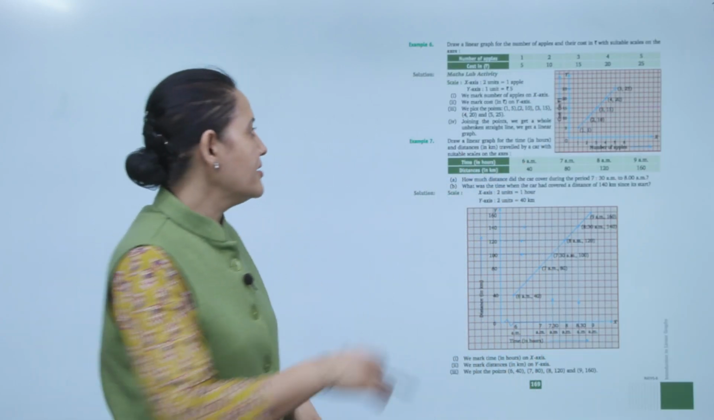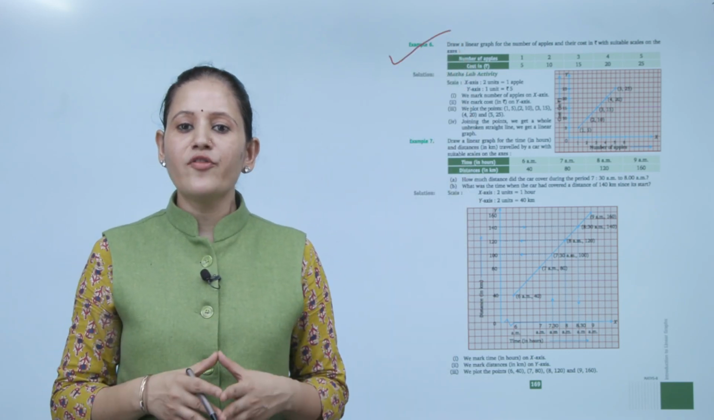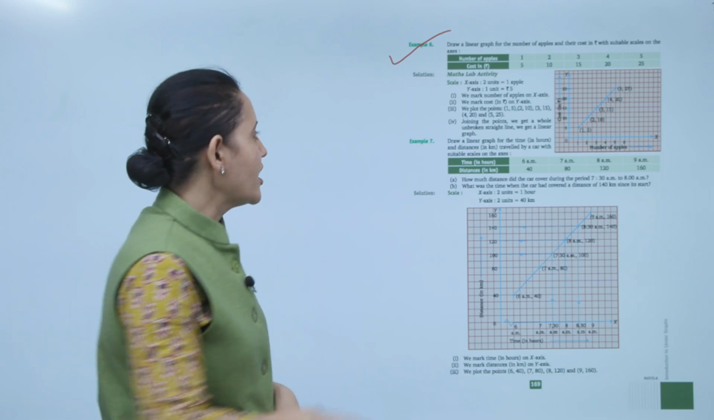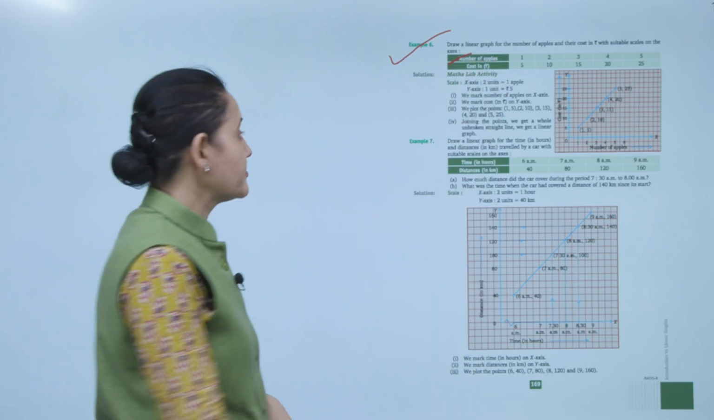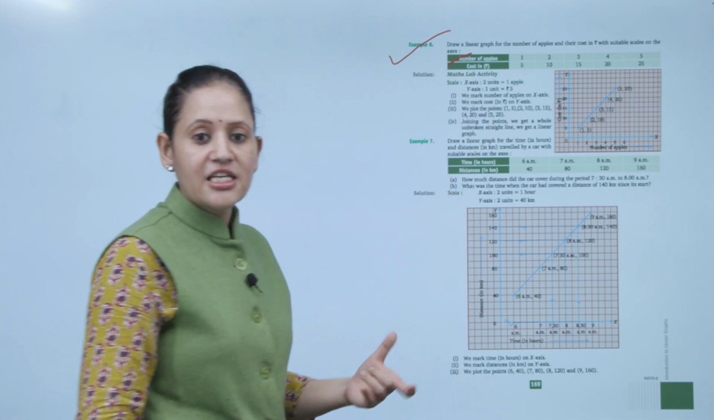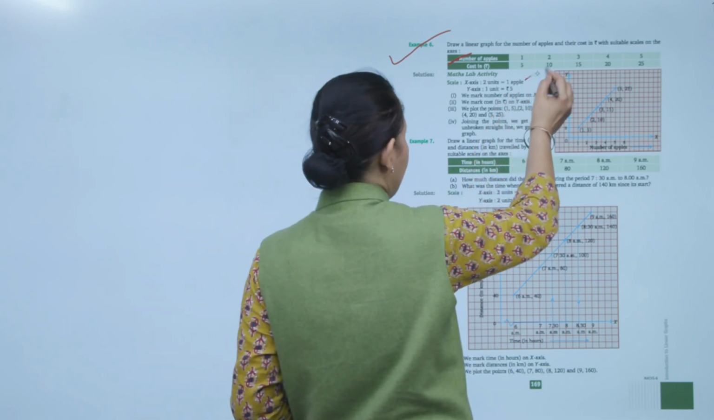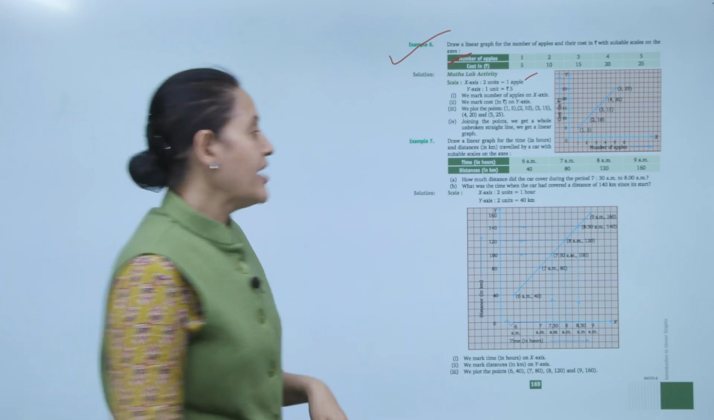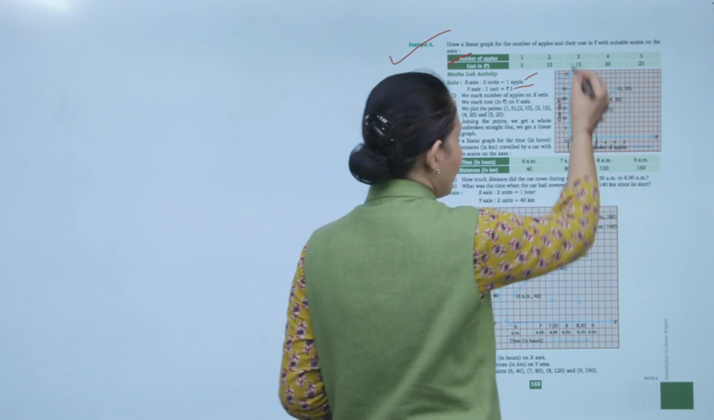We'll take an example here. Draw a linear graph for the number of apples and their cost in rupees with a suitable scale on the axis. So, here number of apples and cost are given here. So, we have taken the scale x-axis 2 unit, that is equals to 1 apple on x-axis. On y-axis 1 unit, that is equals to 5 rupees. So, this is our x-axis and this is y-axis.